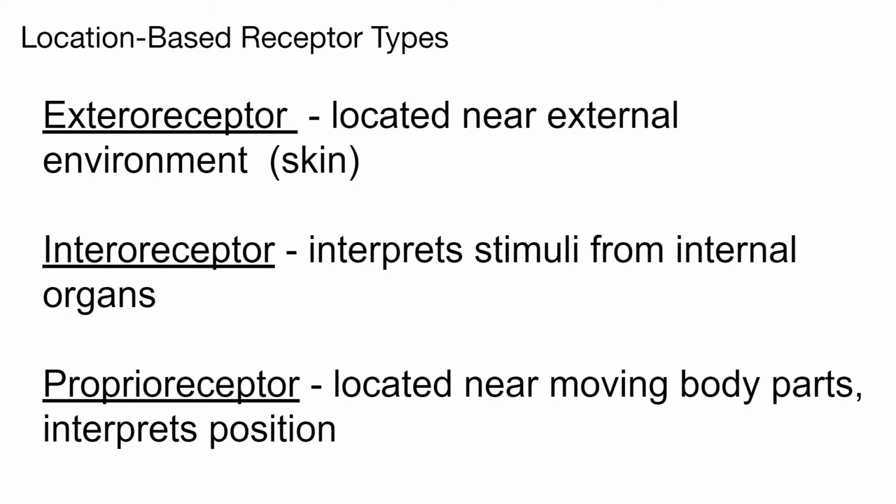So if you close your eyes and someone were to take your hand and put it above your head, you would know your hand is above your head. And that would be proprioceptors letting you know that. It's basically the spatial awareness of where your body parts are.